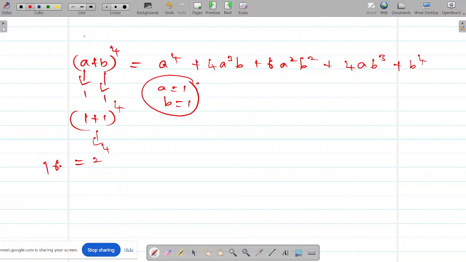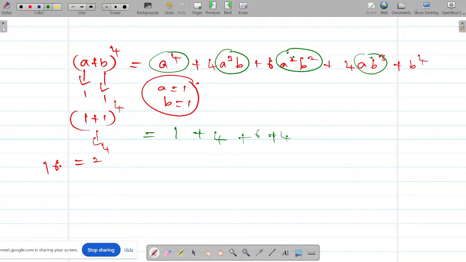Let me check. Okay, ready? It's a very tough problem because you have to substitute a equals 1, b equals 1. What happens here: a power 4 totally becomes 1, plus 4, this totally becomes 1, plus 6, this totally becomes 1, plus 4, this totally becomes 1, so plus 1. So what's the value? At last, we are writing this 16 in different ways so that we get confused and think that maths is so tough.